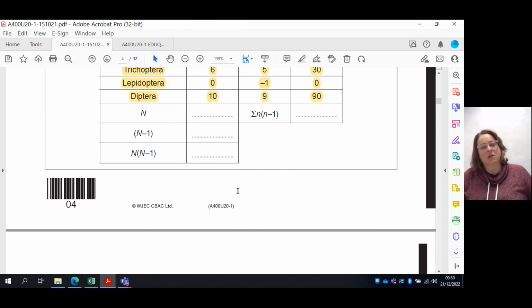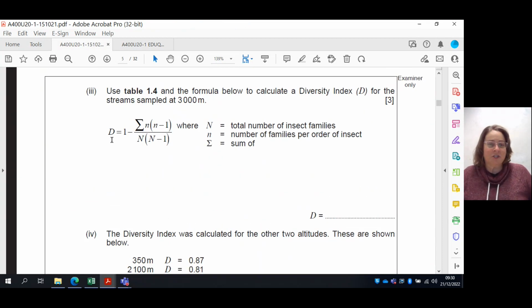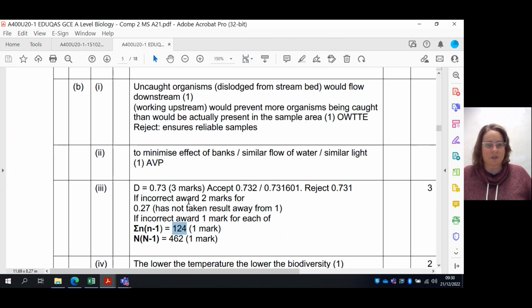From there, the question is actually quite beautiful. It gives you the equation. You're lucky that year it gave the equation. Sometimes it doesn't, so be prepared for it to not be as nice as this. 1 minus your sum above, divided by underneath, and you should have gotten from that your 0.73.